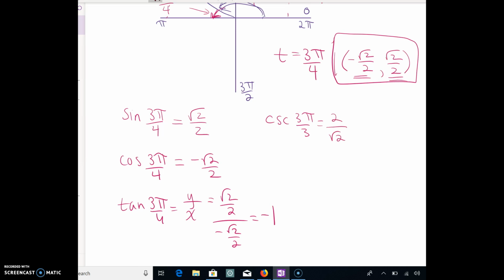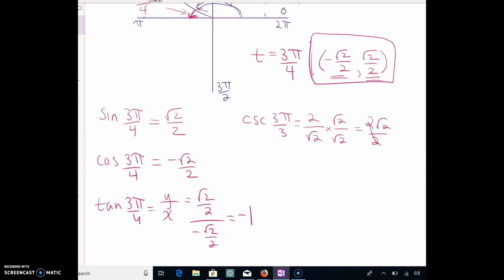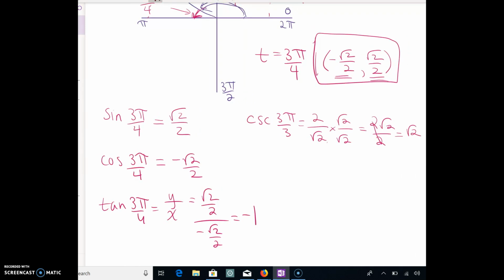Keep in mind also that we talked about this in algebra, that this answer is not okay because we have a radical in the denominator, so it's not in simplified radical form. So remember, the quick trick to getting around that is we can multiply the numerator and denominator by the square root of 2, and we end up with 2 square root of 2 over 2. The square root of 2 times the square root of 2 is the square root of 4, which is equal to 2. These 2's can cancel, and this is the same thing as saying the square root of 2. So the cosecant of 3 pi over 4 is the square root of 2.